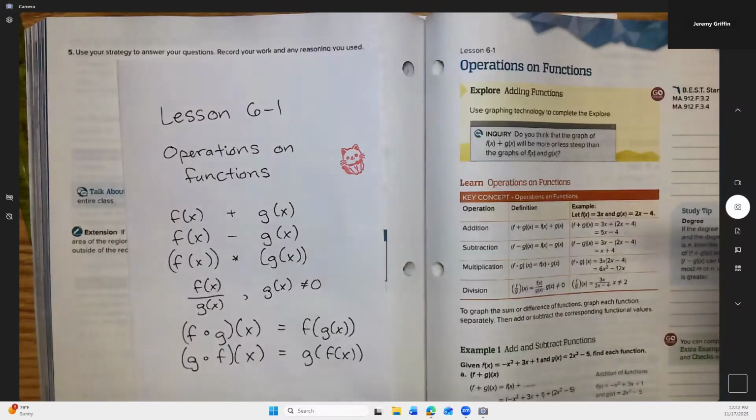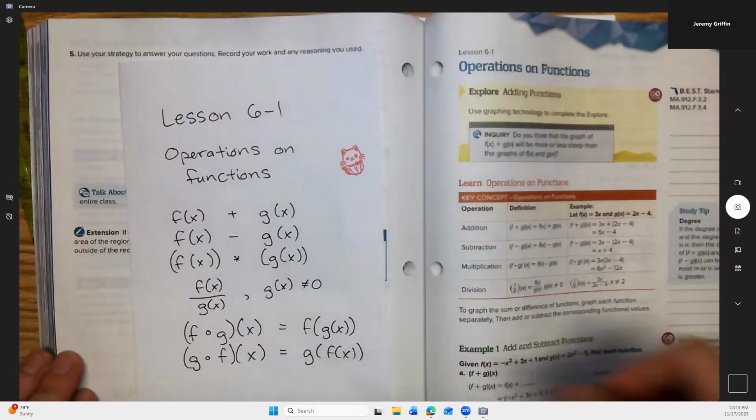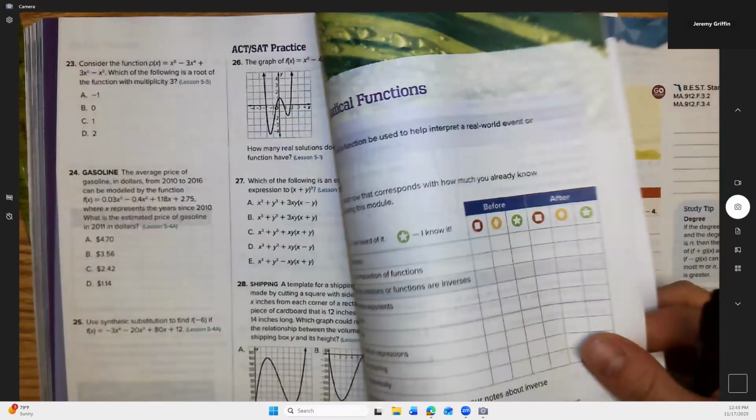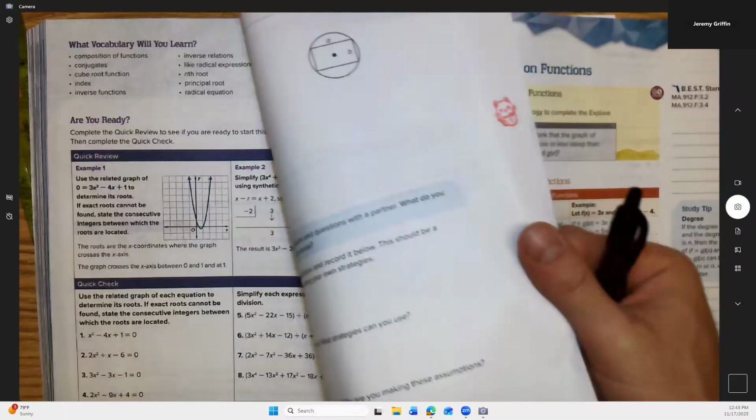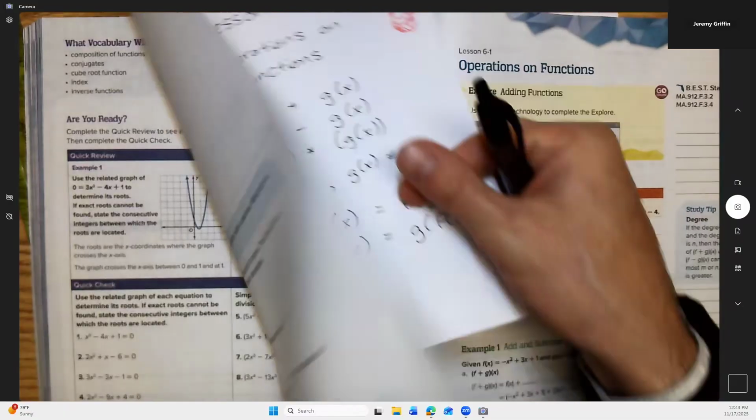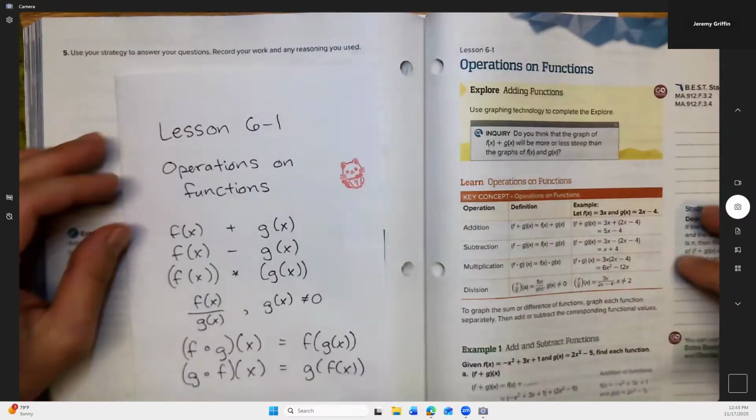Lesson 6.1, Operations on Functions. So we are in Module 6, which has to do with inverse functions and radical functions. That's right here at the bottom of the page. And first, we're going to start with some basic operations.